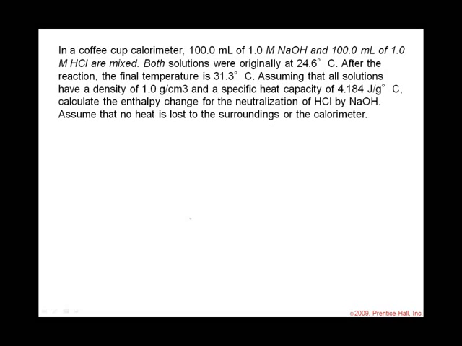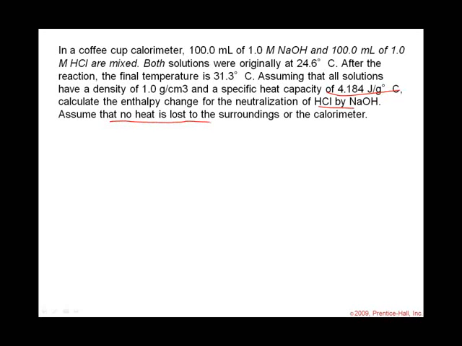Okay, so here I have a coffee cup calorimeter, and I have 100 milliliters of 1 molar sodium hydroxide, 100 milliliters of 1 molar HCl, and both solutions originally are at 24.6 degrees C. After the reaction, the final temperature is 31.3. Assuming all the solutions have a density of 1 gram per centimeter cubed and a specific heat of water, which is what we know, right? Calculate the enthalpy change for the neutralization of HCl by NaOH. And assume that no heat is lost to the surroundings. That's a big assumption, and there will be some loss, but we're going to assume that there's none lost.